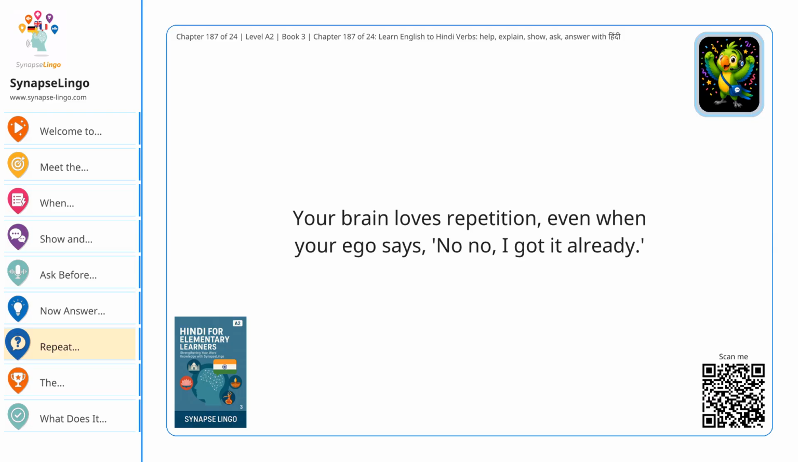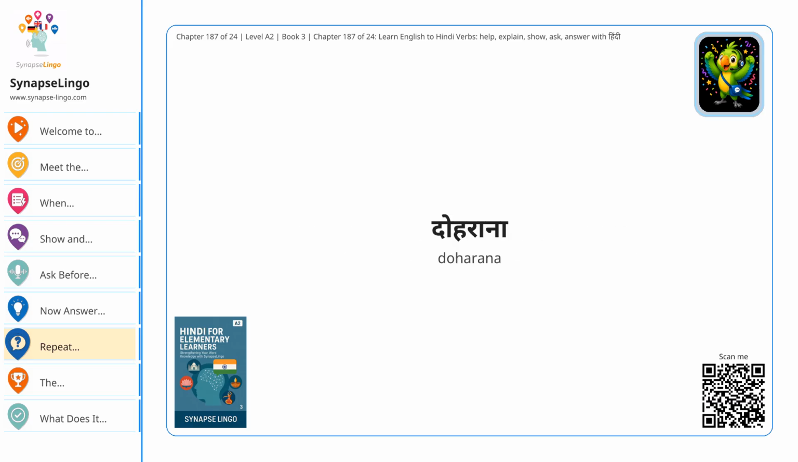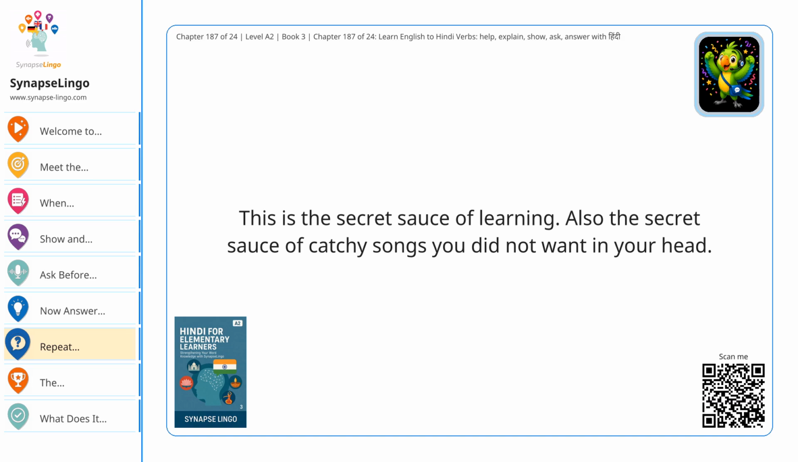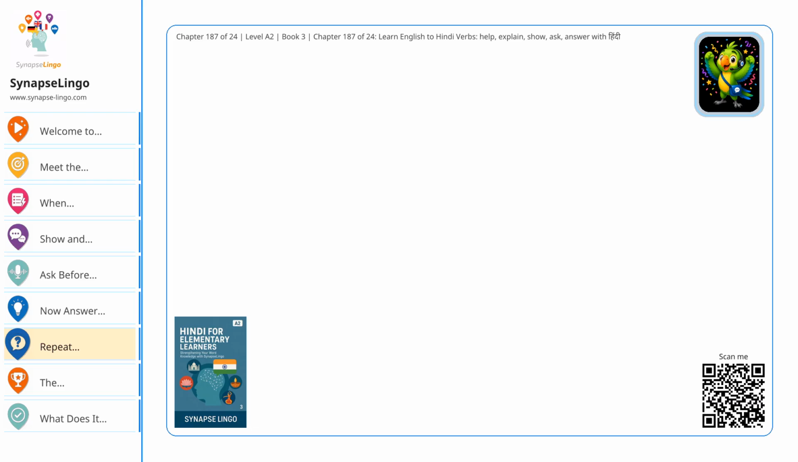Repeat, because memory is dramatic. Your brain loves repetition, even when your ego says, no, I got it already. The verb repeat is दोहराना. This is the secret sauce of learning. Also the secret sauce of catchy songs you did not want in your head. Say it. दोहराना. Again, because the word itself demands it.